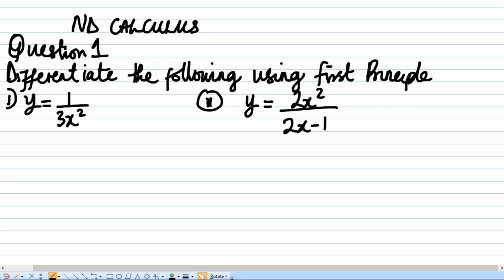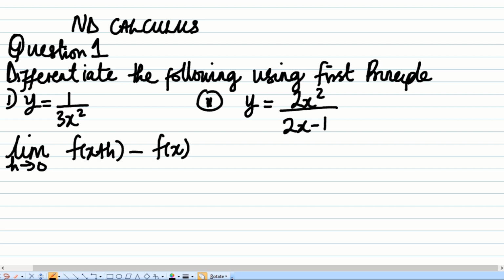It says we should differentiate the following using first principle. So you see, we can use any method of our choice, but this question is limiting us only to the first principle. So let's just go straight to business. What you need to remember from the first principle is this: the limit as h approaches 0 of f of x plus h minus f of x, divided by h. So you just need to know this.